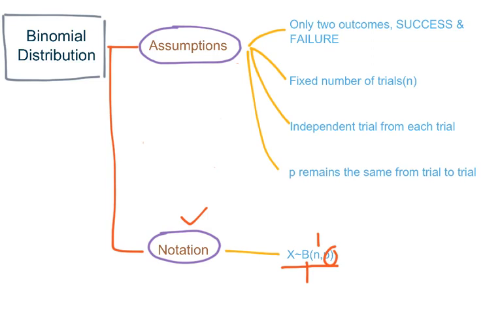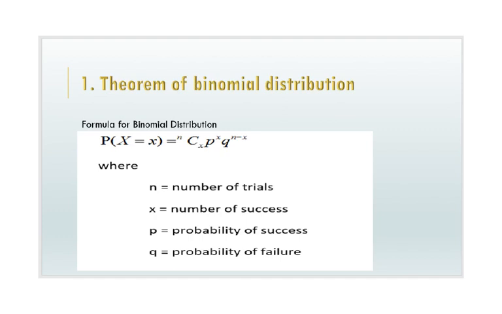Okay, so after we know all these assumptions and the notation of the binomial distribution, let us proceed to how to calculate the probability of the binomial distribution. This is the formula for calculating the probability for the binomial distribution, which is P. Again, P represents the probability. X here is our variable, equal to the small x here. Small x is the number of the data, or the value of our data.